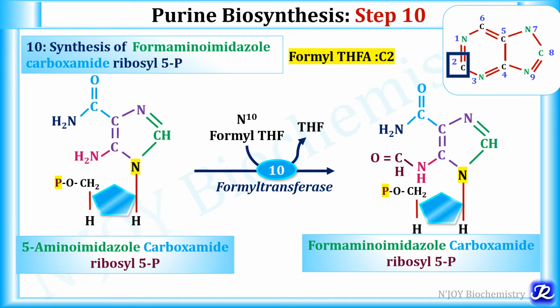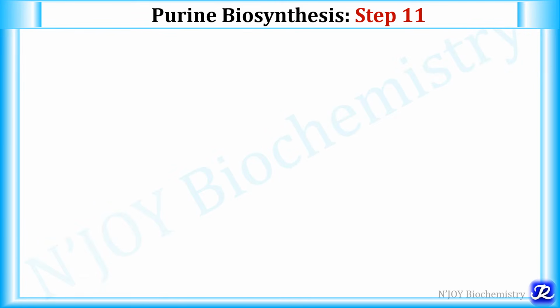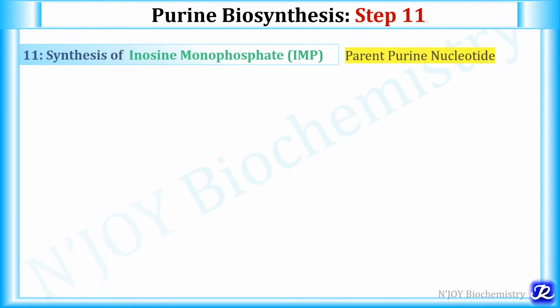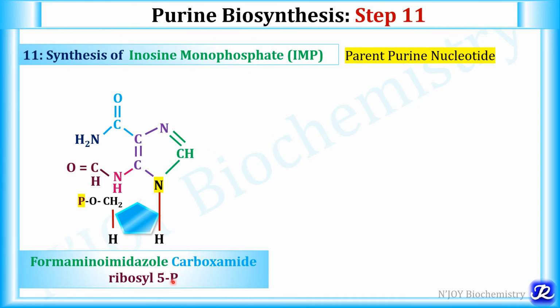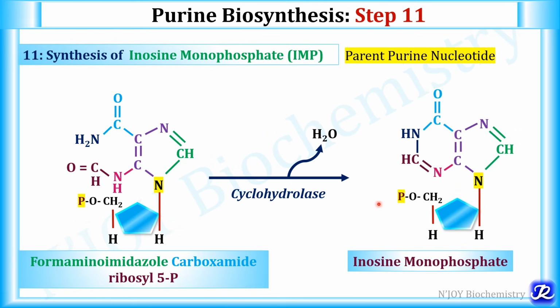Coming to the last step of purine biosynthesis, step number 11, there is synthesis of the parent purine nucleotide, that is inosine monophosphate or IMP. From this formamido imidazole carboxamide ribosyl 5-phosphate, there is just release of a water molecule by action of the enzyme cyclohydrolase. There is ring closure, and there is formation of inosine monophosphate. So this is the last step of purine biosynthesis, which involves the formation of the parent purine nucleotide.